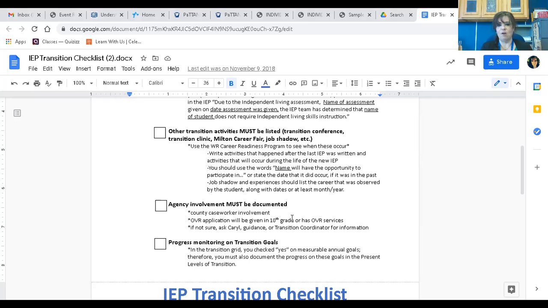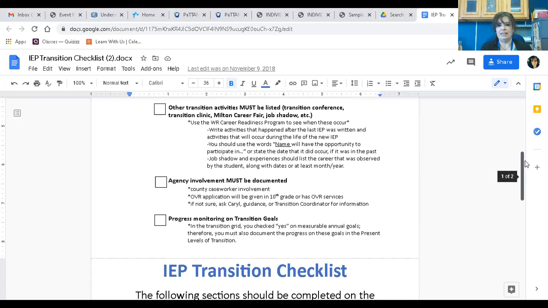Also, agency involvement must be documented. Like I said, whether or not a student has a county caseworker, whether there are OVR applications and you sign up for OVR, this is some of the stuff that must be included in the IEP.